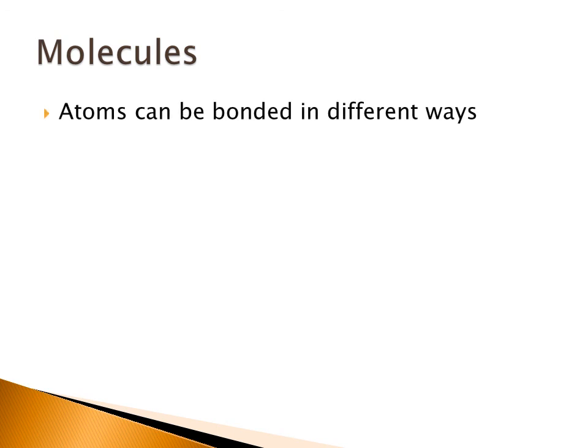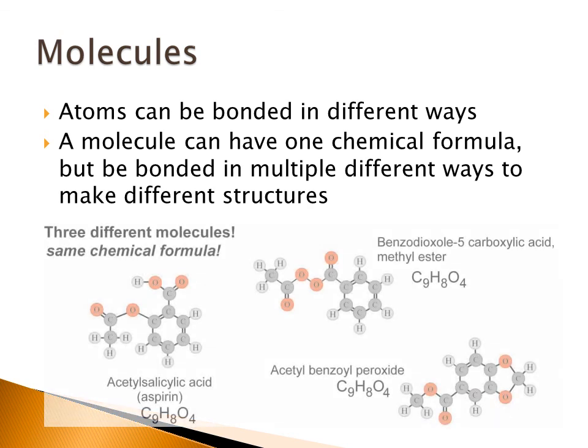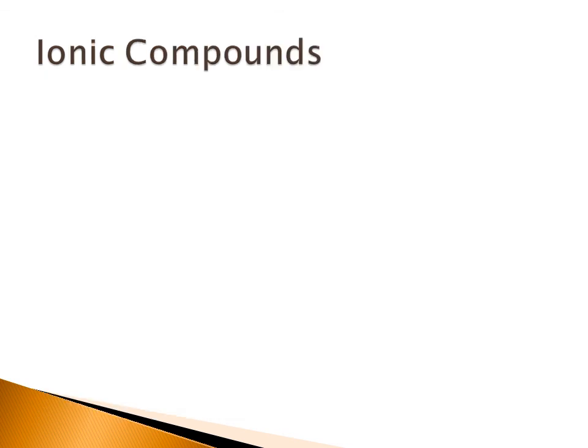Okay, so atoms can be bonded in different ways. That makes molecules. Molecules have one chemical formula, but if we rearrange the atoms in different ways, we can have different structures. So here we see 3 different examples of C9H8O4. They all have the same chemical formula, but we can tell that the atoms are not bonded in the same ways, and it makes 3 completely different compounds.